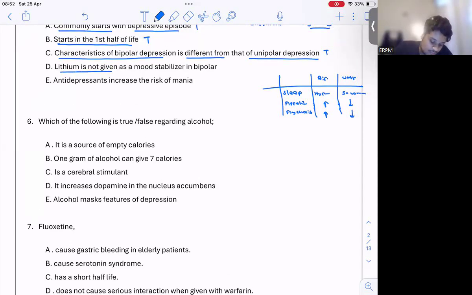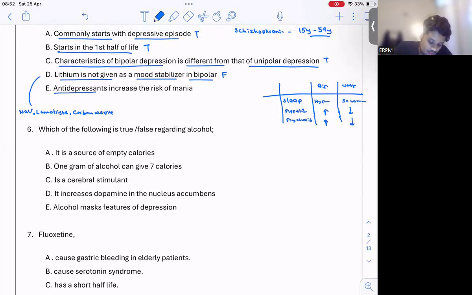Lithium is not given as mood stabilizer in bipolar. That is completely false. Lithium is the gold standard mood stabilizer we use in bipolar, right? That is false. What are the other mood stabilizers we use? One is sodium valproate. Then lamotrigine is one. Carbamazepine also we use. But the gold standard first line is always lithium. Always lithium, right?